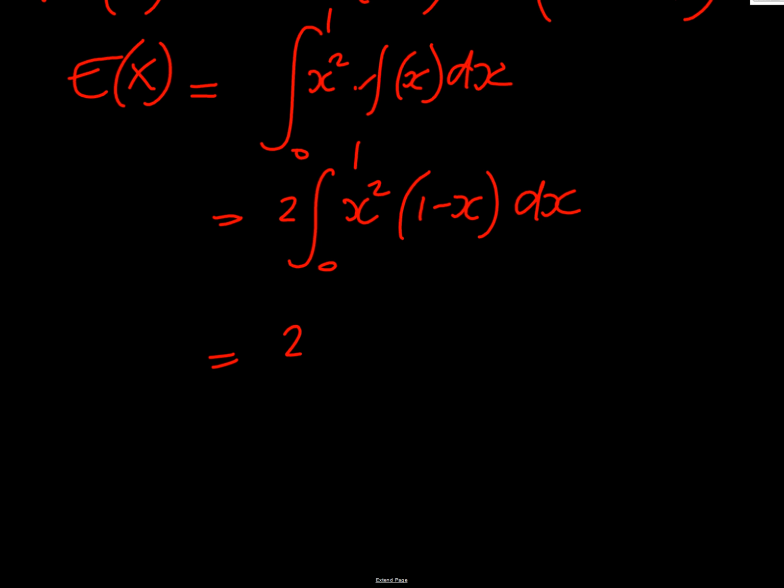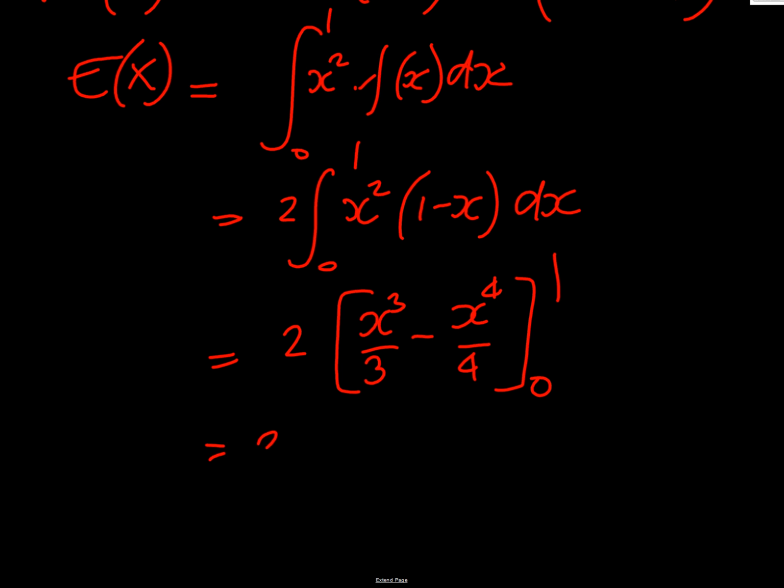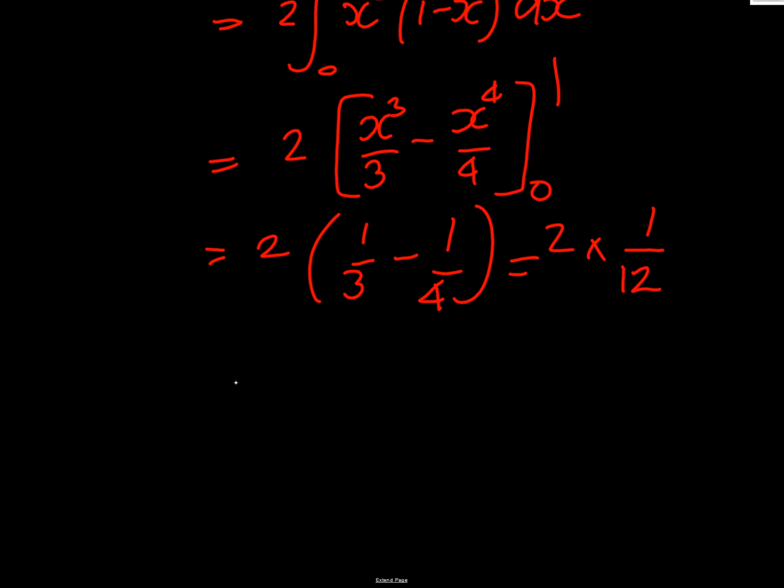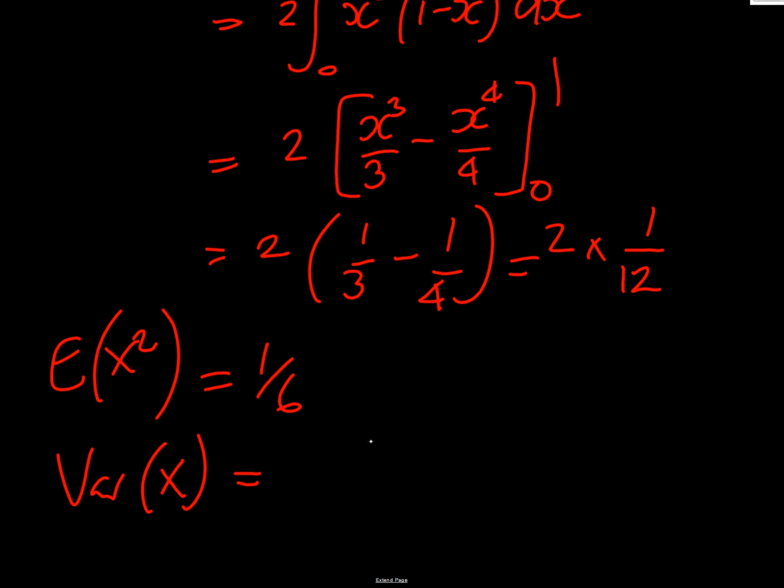Which is going to give us 2 times, here we've got x squared as our first term, so that's the first one integrated, x cubed over 3, minus, here we've got x to the 4 over 4, 0 to 1, which is 2 lots of 1/3 minus 1/4. That's 2 times a 12th. There we go, so that's a sixth. Are we happy with that? So E of x squared is going to be a sixth, and therefore the variance of x is going to be the E of x squared.